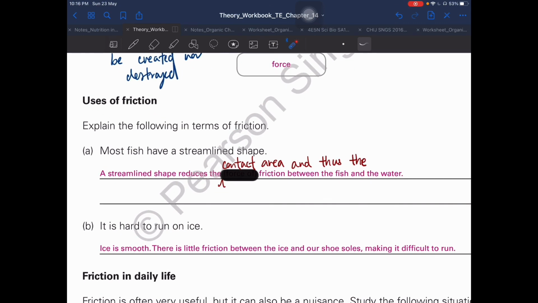Most fishes have a streamline shape. The purpose of a streamline shape in terms of friction is really to reduce the contact area. By reducing the contact area, it helps to reduce the friction. So the friction gets less between the fish and the water, so that the fish can move faster. So it's important to bring across the key concepts of contact area, as well as reducing friction. Why is it hard to run on ice for part B? Because of the smooth surface. The smoother the surface, the lesser the friction, and therefore it will make it more slippery.